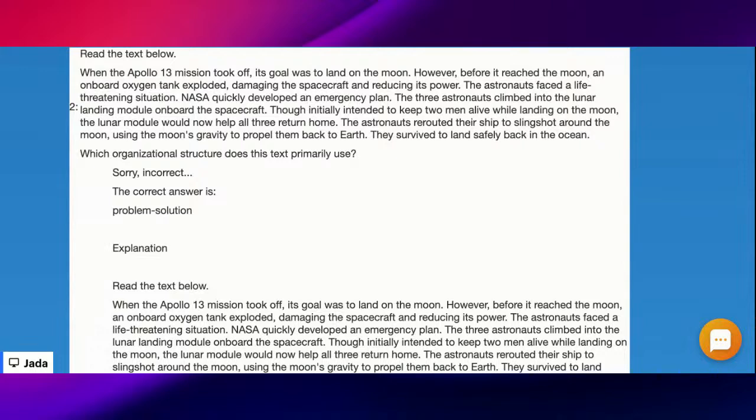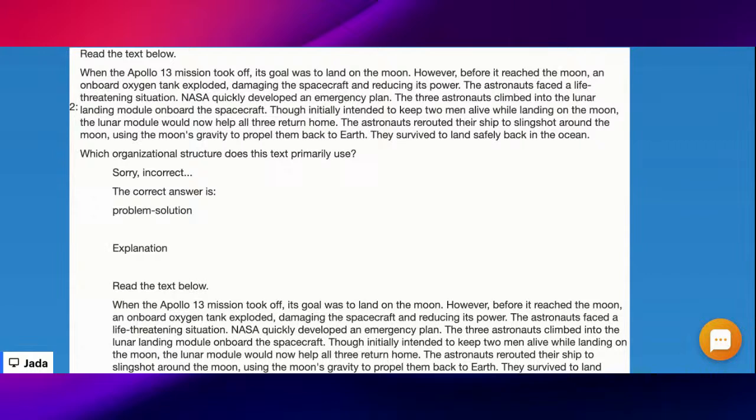When the Apollo 13 mission took off, its goal was to land on the moon. However, before it reached the moon, on board, oxygen tanks exploded, damaging the spacecraft and reducing its power. The astronauts faced a life-threatening situation. NASA quickly developed an emergency plan. The three astronauts climbed into the lunar landing module on board the spacecraft.